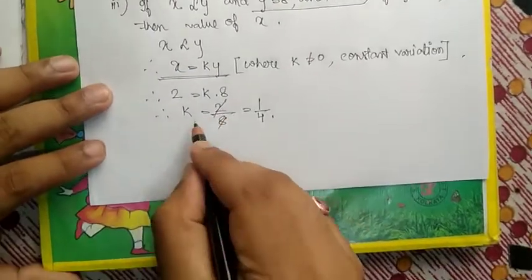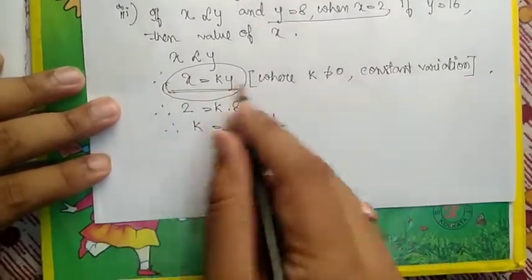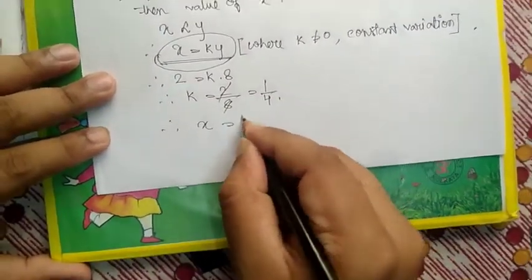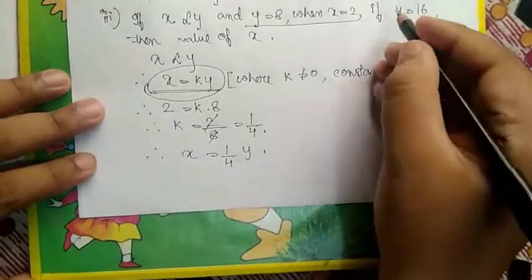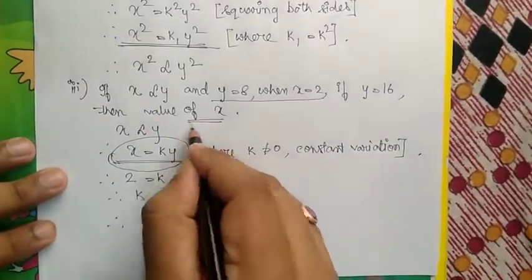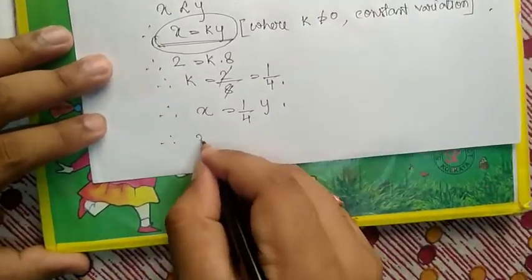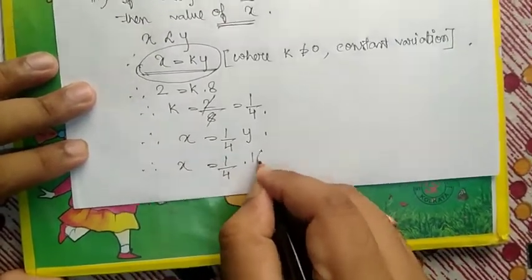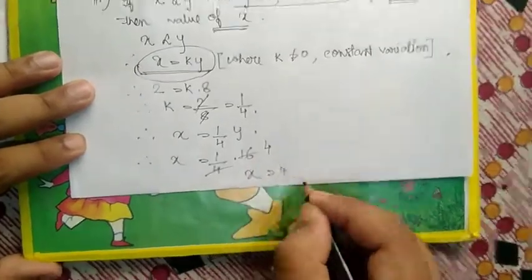After getting the value of k, we can write this equation putting the value of k. So therefore we can say x equal to 1 by 4 y. Now we have to find the value of x when y equal to 16. Therefore x equal to 1 by 4 into putting the value of y 16, this is 4, so x equal to 4.